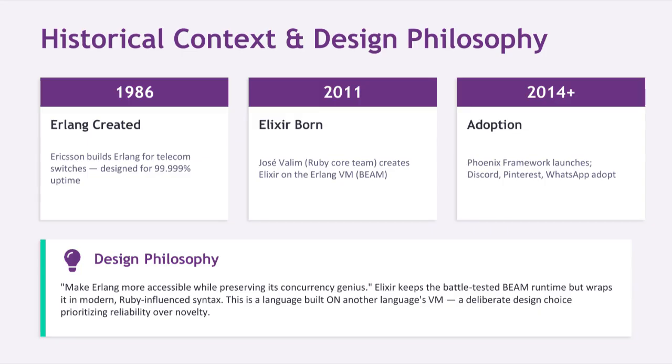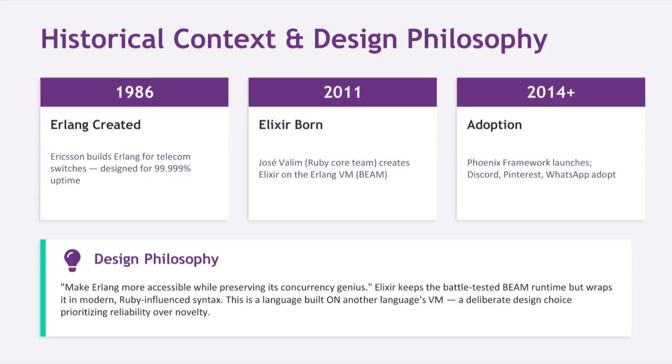Fast forward to 2011, José Valim, a member of the Ruby on Rails core team, created Elixir. His goal was to keep everything that makes Erlang brilliant: the concurrency model, the fault tolerance, the BEAM virtual machine, but wrapped in a cleaner, more modern syntax that developers could actually enjoy writing. Ruby's expressiveness meets Erlang's reliability.